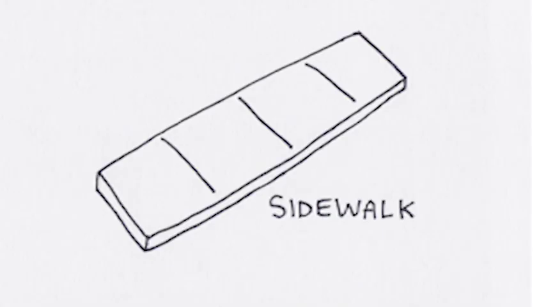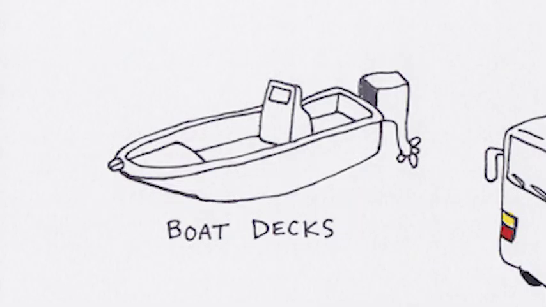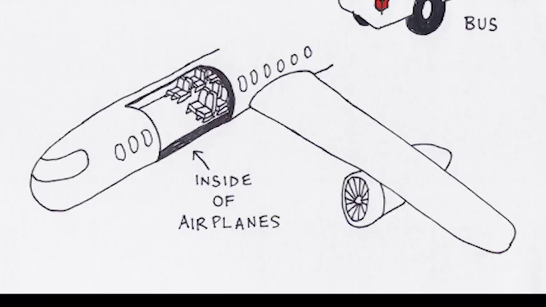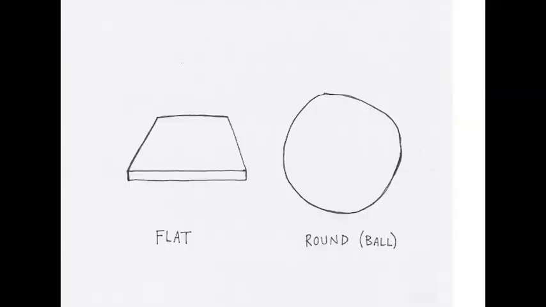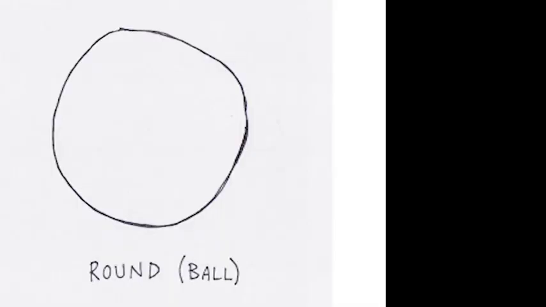A sidewalk is flat. Your shoes are flat. Do you see people walking around on shoes that are balls? No, that would be ridiculous. Stairs, flat. Boat decks are flat. A bus, when you're walking around the inside of a bus, it's flat. The inside of your airplane that you're flying on, it's flat. It's so obvious. So 100% proof that the earth is flat is because it's not a ball.